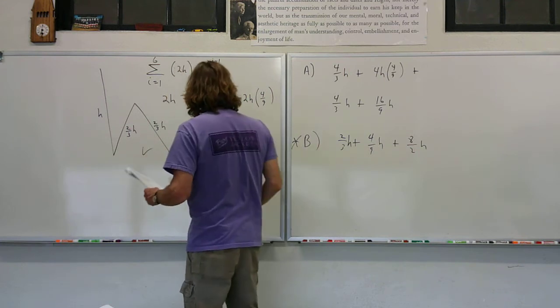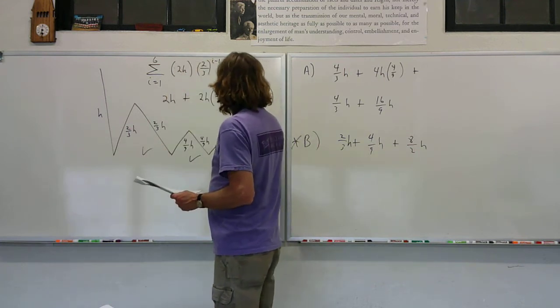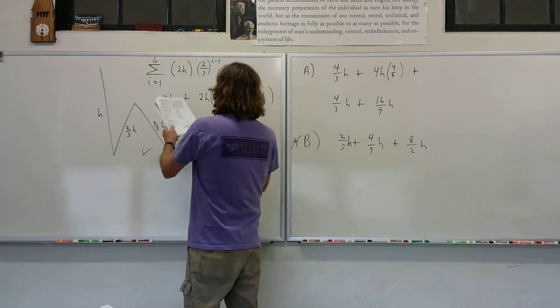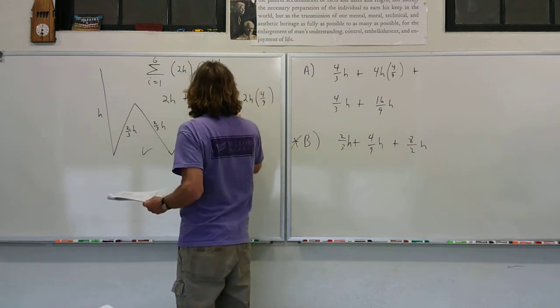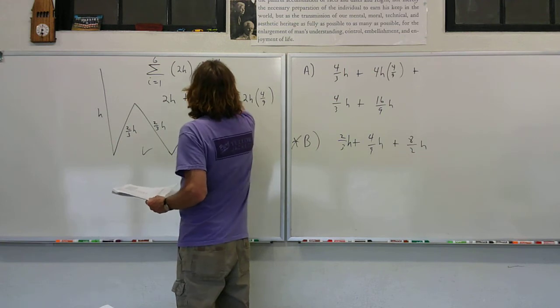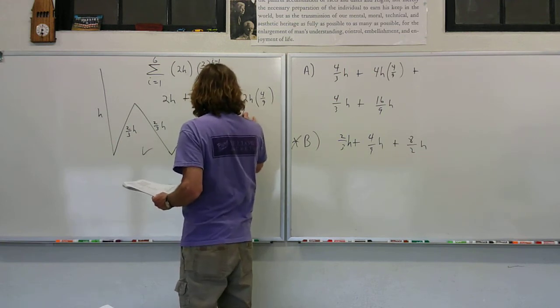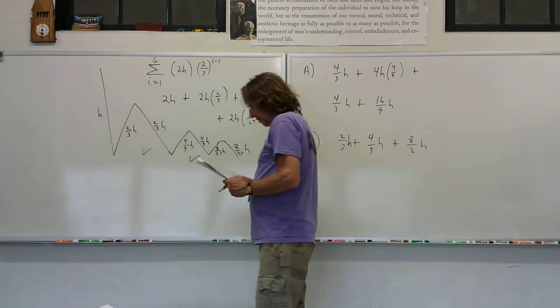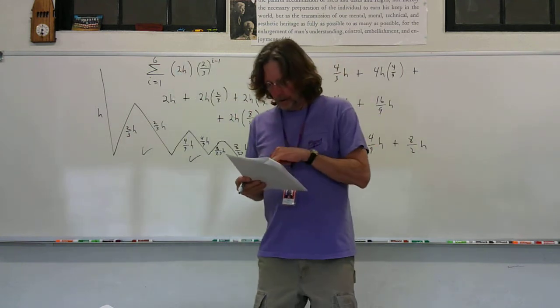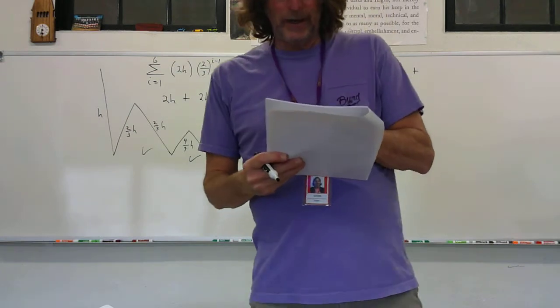Bing, bing. And then I bet if you put a 3 in there, 1, 2, 3, put a 4 in there, you're going to get 2H times 8/27. And look here, that's perfect. My only problem is that it has it going up and down on the first one.